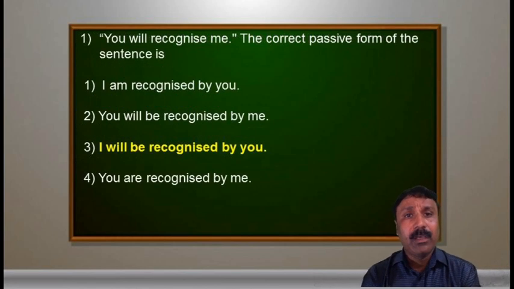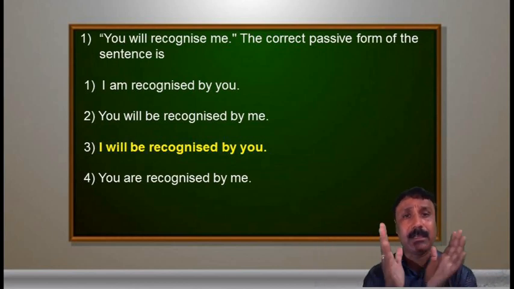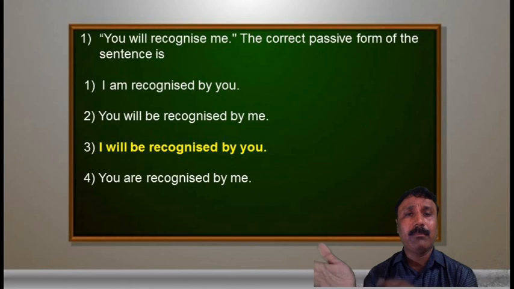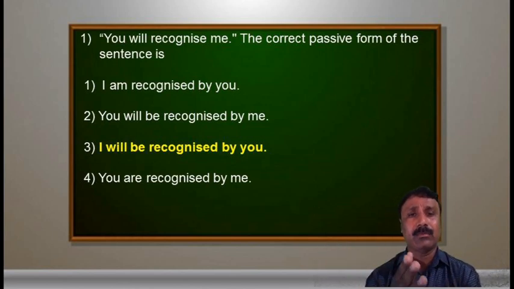Question number 1. You will recognize me. The correct passive form of the sentence is: I am recognized by you; you will be recognized by me; I will be recognized by you; and you are recognized by me. Here the right answer is I will be recognized by you. As you all know, we know the rules of changing active into passive voice. So by applying those rules, we can change that active into passive in this way.